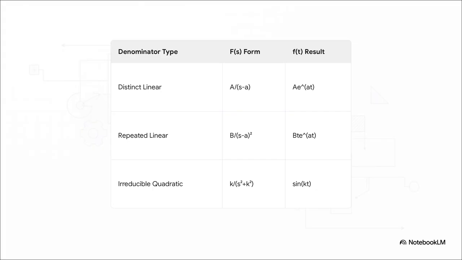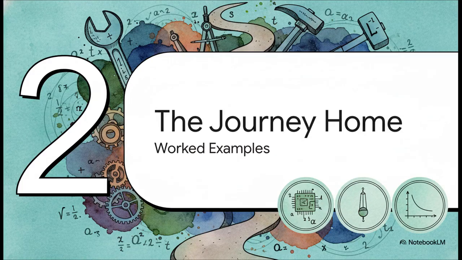Think of this table as your Rosetta Stone. It's the dictionary that translates from the S domain to the time domain. See that pattern? If your denominator has distinct factors, you get simple exponentials. What about repeated factors? Well, that's where you start seeing a t pop up in your answer. And those quadratics you can't factor, those are your telltale sign that you're about to see some sines and cosines, which means oscillations.